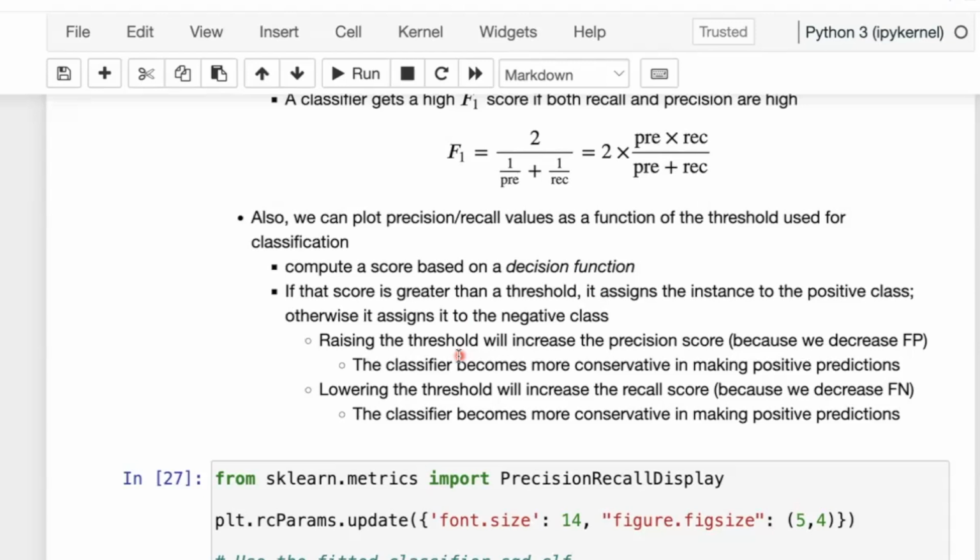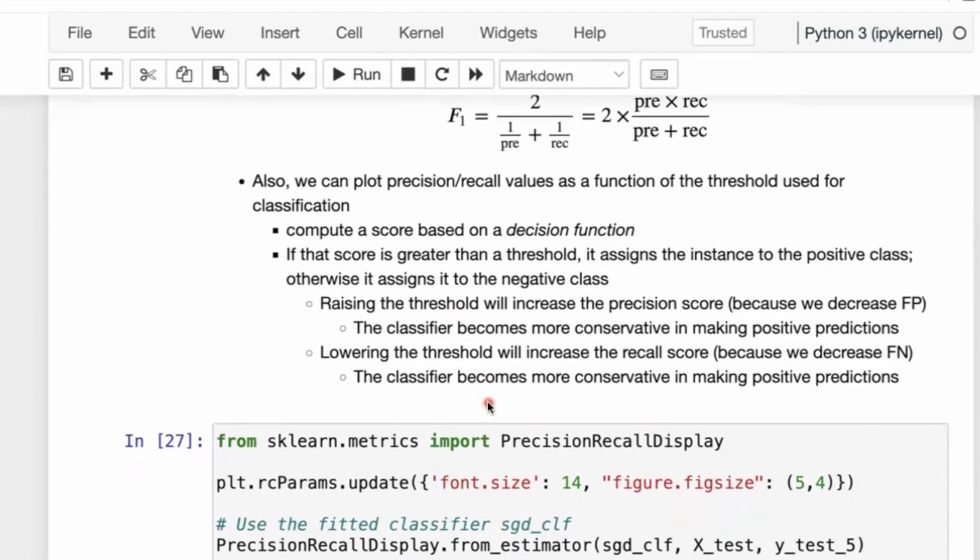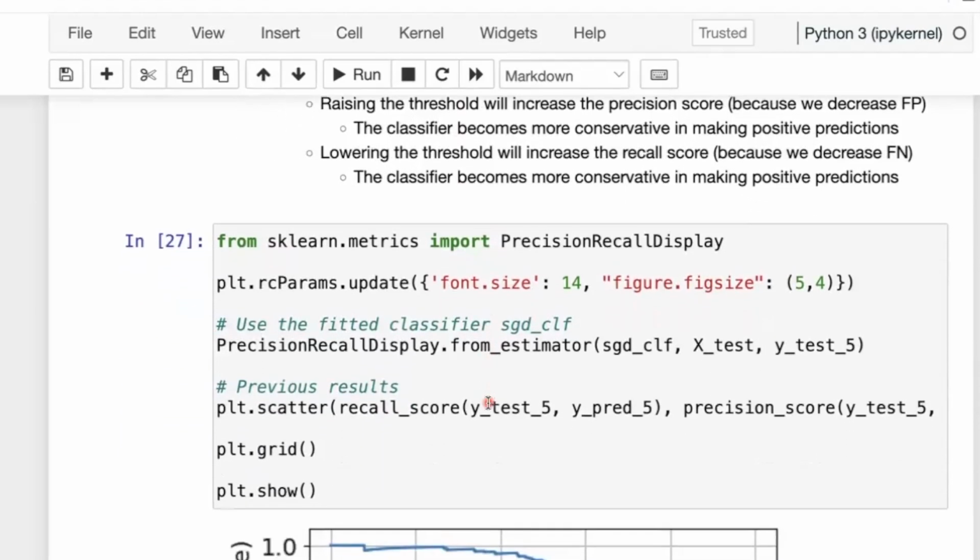But if we raise the threshold, which means that we are raising the probability, then we're going to increase the precision score because then we will have fewer and fewer false positives, right? And similarly, if we lower the threshold, then we're going to increase the recall score because we are going to decrease our false negatives, because it becomes more difficult to label something as negative incorrectly, right? So there's this trade-off between the number of false positives and false negatives, and in many cases we cannot decrease both of them at the same time, especially if we have class overlap and so on.